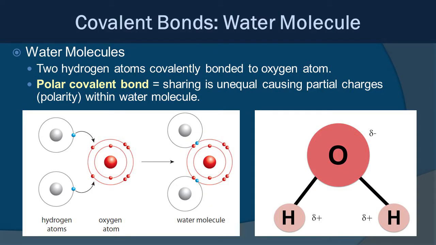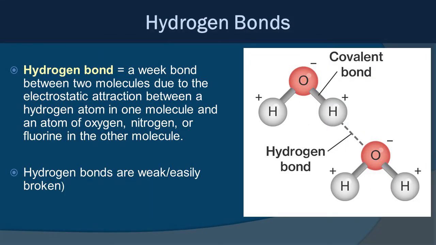So now let's focus on the water molecule itself, because that is a great example of covalent bonds. In a water molecule, you have 2 hydrogen atoms covalently bonded to oxygen. Now, this is a special type of covalent bond called a polar covalent bond. That means that the sharing is unequal, causing partial charges or polarity within the water molecule itself. So this leads to hydrogen bonds, our second type of bond we're going to talk about.